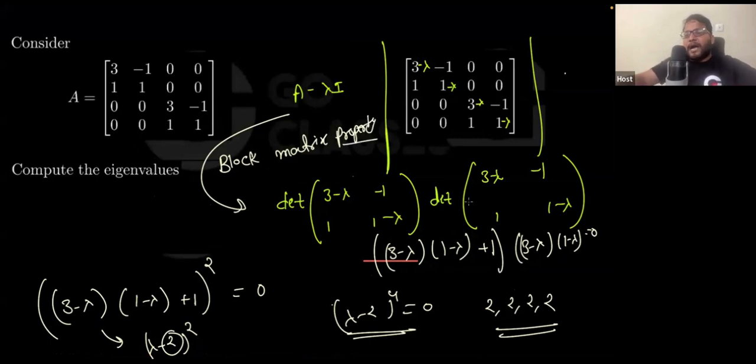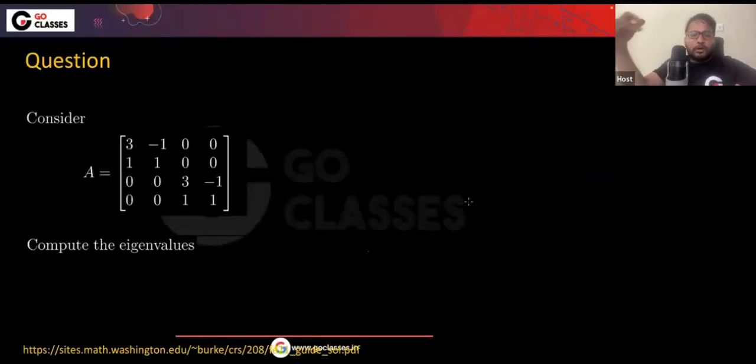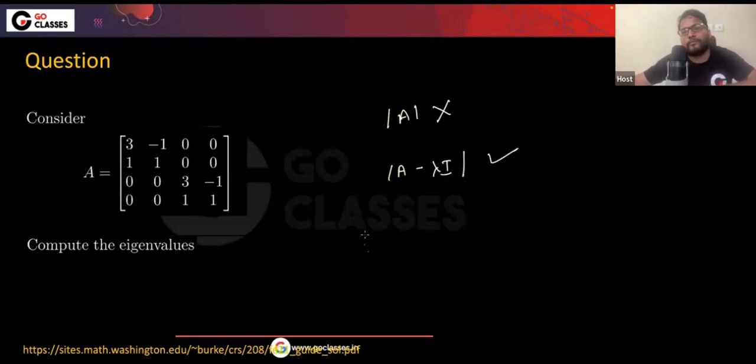So basically, finding the eigenvalues is also finding a determinant, but for another matrix. What is the matrix? Instead of finding the determinant of A, we find the determinant of A minus lambda I. So find this using properties of block matrix.